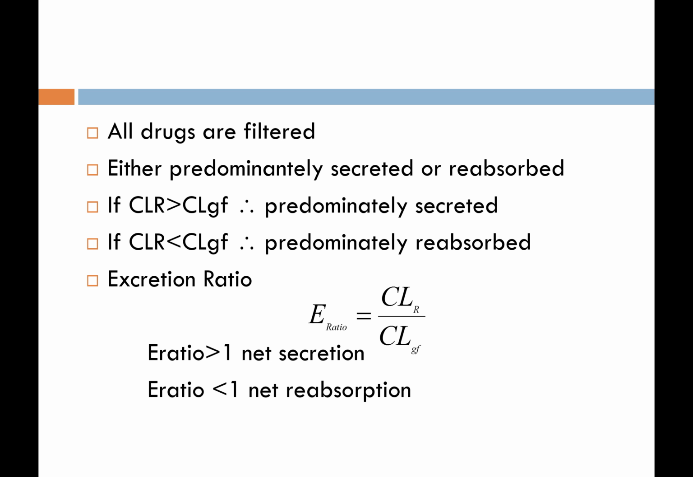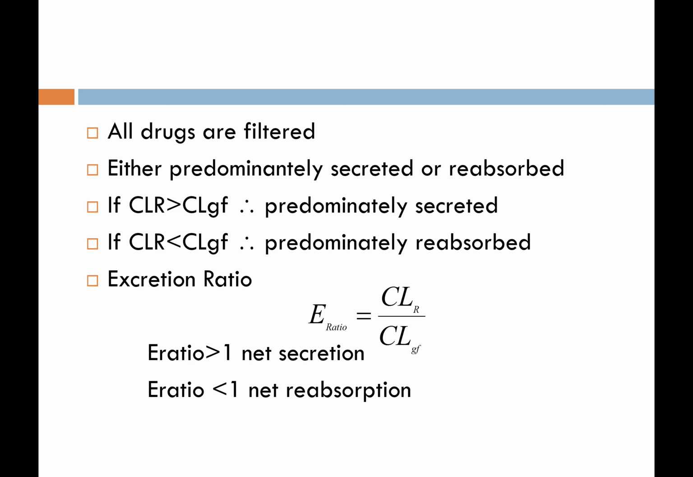So all drugs are filtered, and then they either go through secretion or reabsorption. It's very rare that drugs have both. So how do you determine if it's secreted or reabsorbed? If the renal clearance of that drug is greater than the GFR clearance, it means it's secreted. What you should expect of a drug from your kidney function is a lot lower than what you're getting. So why is that? Because it's getting funneled from the blood into your proximal tubule by those enzymes.